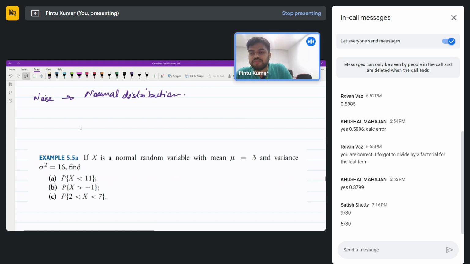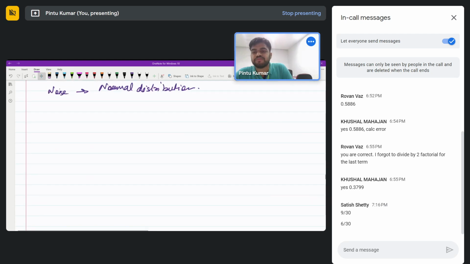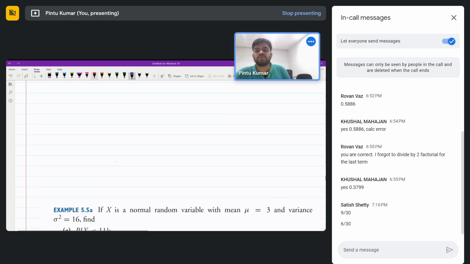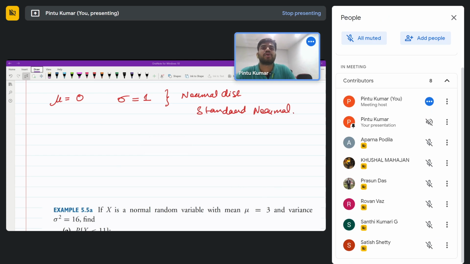There is one more very small thing that I want to mention with respect to normal distribution. If the value of mu is 0 and your standard deviation is 1, that kind of normal distribution is known as standard normal distribution. Anybody has anything to ask? I think somebody unmuted. Or anything to say? Okay.